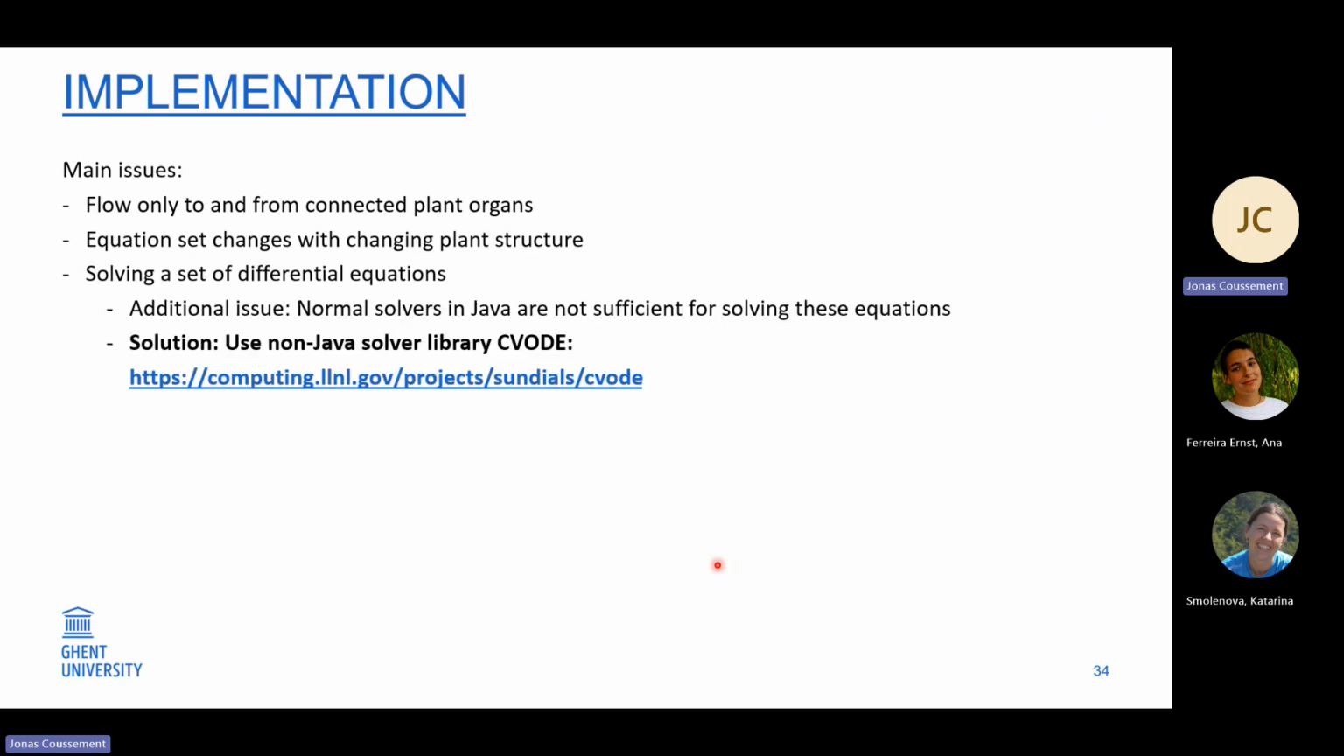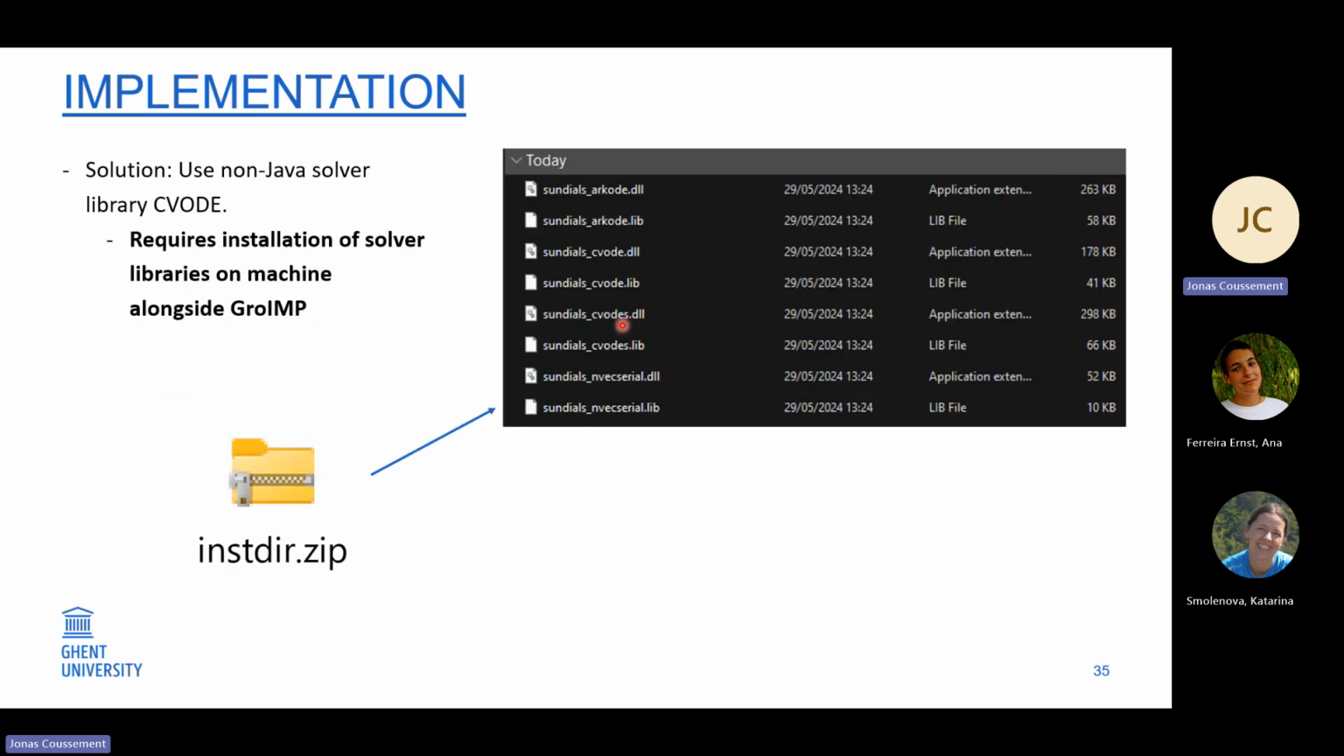And luckily, within Java, well, not within Java, there is this solver library called CVODE, which is exactly made for these types of problems. It's not written in Java, but there's a wrapper in Java which is able to access these libraries. I've included these in the PowerPoint itself, so if you want the presentation afterwards, this is clickable. It contains all these files, and these are basically libraries written in, I think, C.